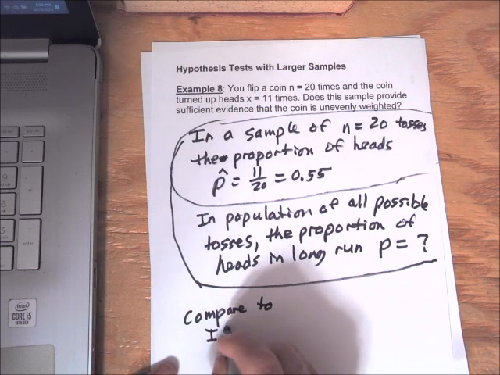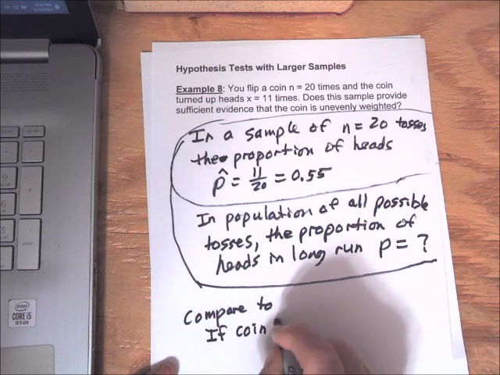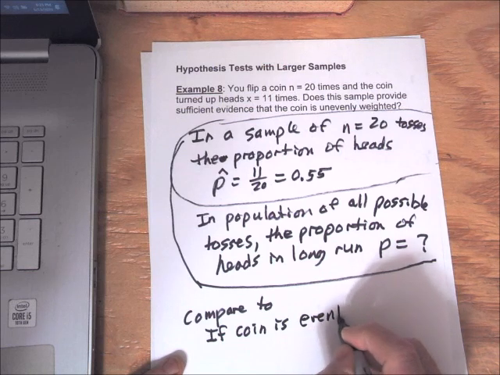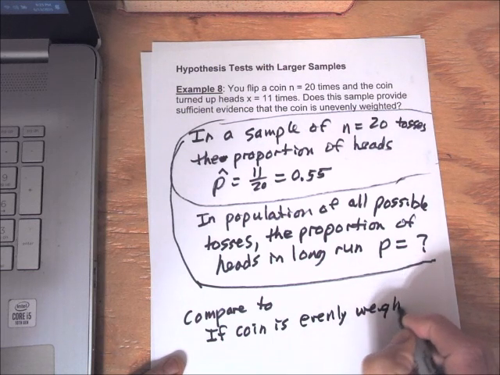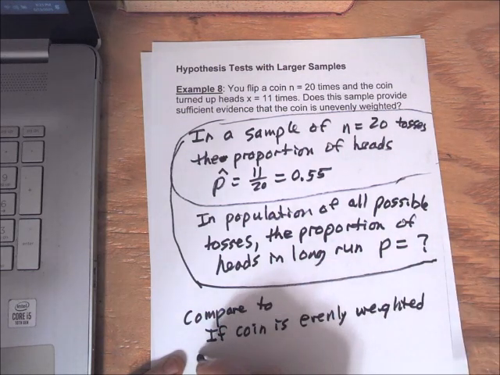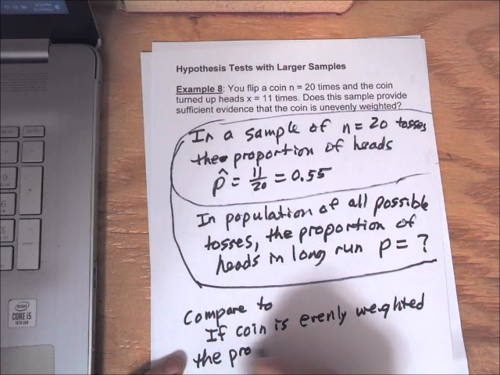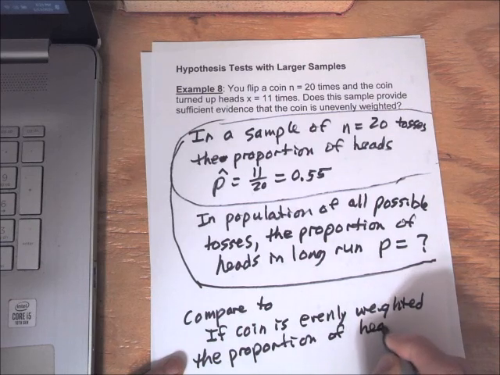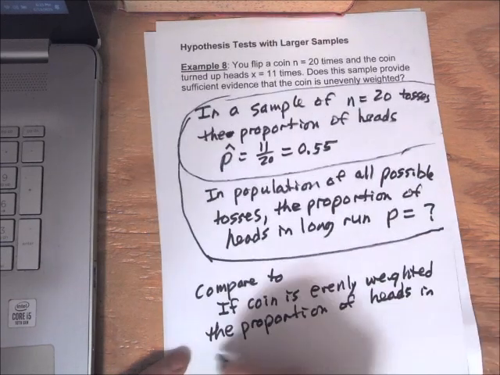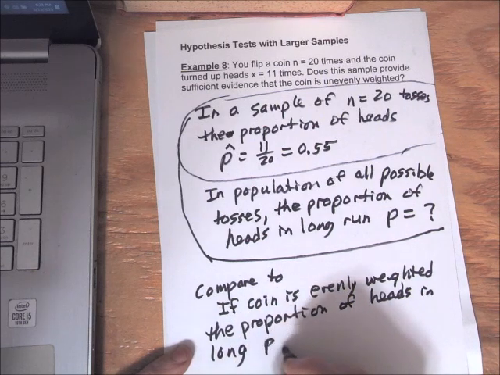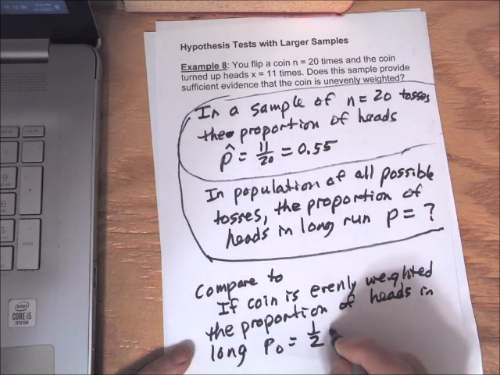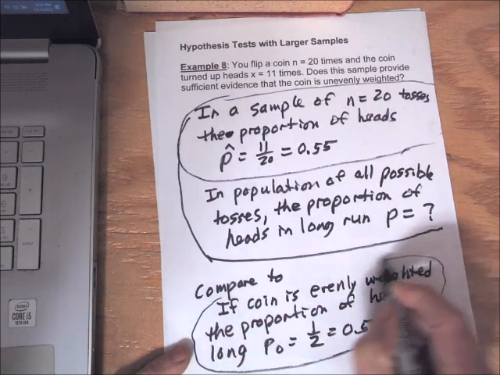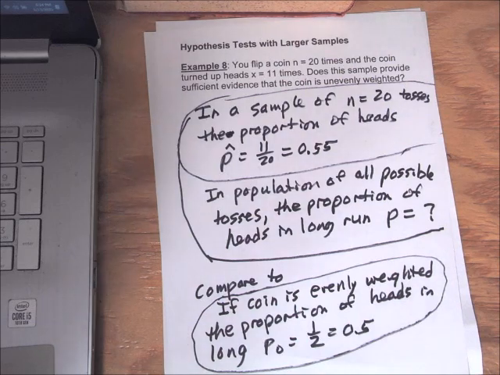if the coin is evenly weighted, the proportion of heads in the long run, represented by P0, that should be 1 over 2, or 0.5. Because if the coin is evenly weighted, it should turn up heads half the time and tails half the time.